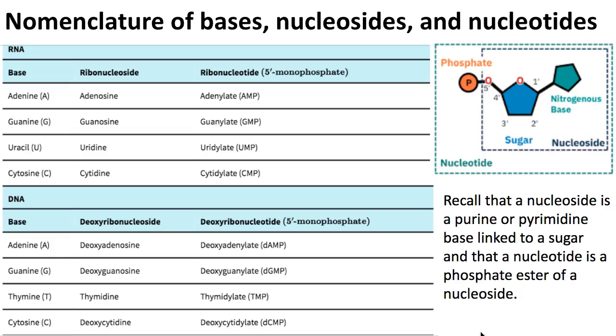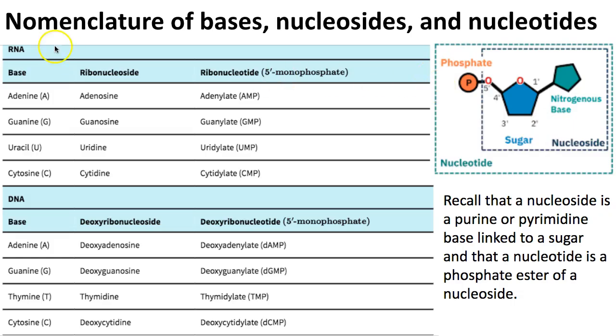And here is just a reminder about the nomenclature of bases, nucleosides, and nucleotides. This is a reminder of what a nucleoside is. That is when you have the sugar that is bonded to the nitrogenous base. That makes the nucleoside. But once that phosphoryl group is attached, that is what makes this whole thing a nucleotide. So that's just a reminder.